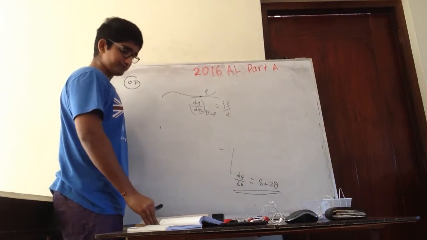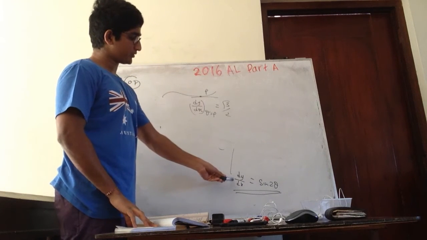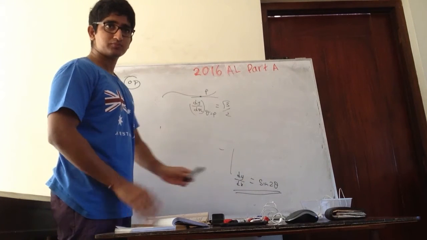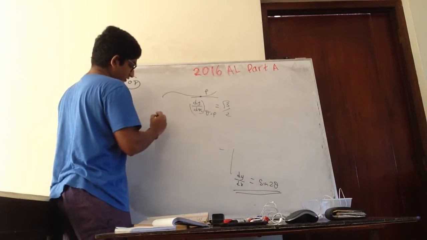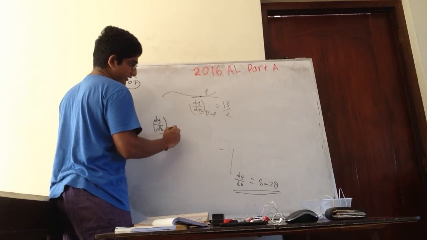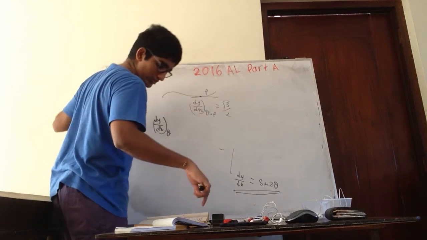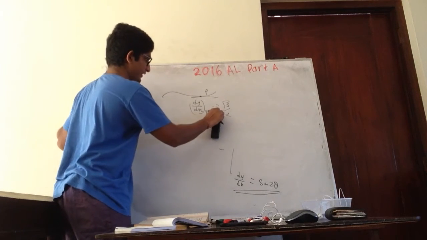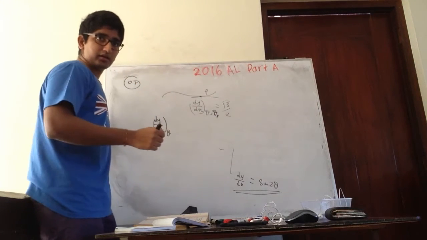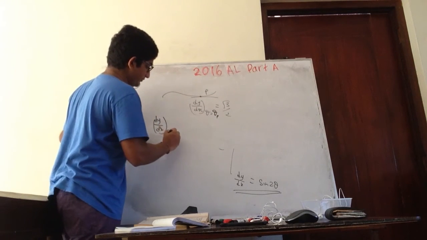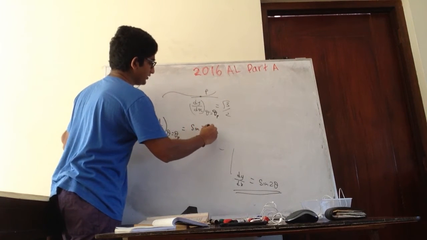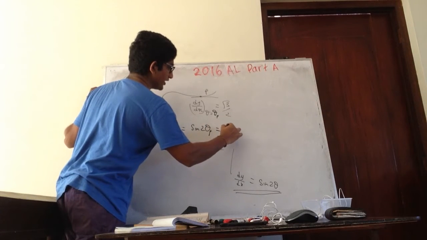So now we know the dy over dx term, right? So we can basically substitute dy over dx at theta. I'll name this as theta p, yeah? At theta p, dy over dx is going to be sine 2 theta p, no? That is going to be equal to square root 3 over 2.